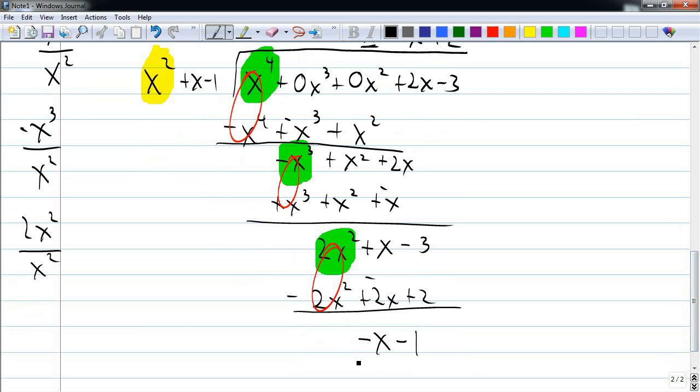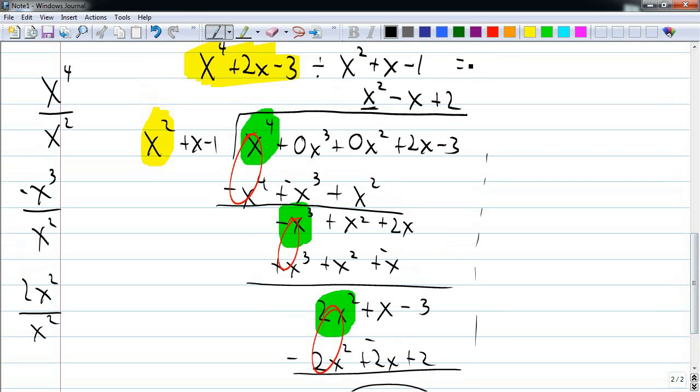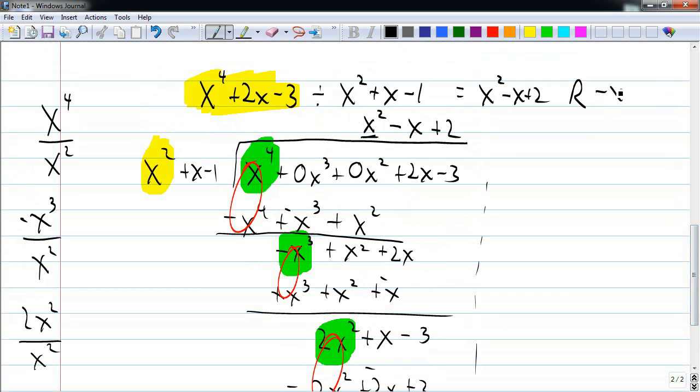Now, this is my remainder, and I know that for 2 reasons. First of all, I've run out of terms to drop down. And secondly, and more importantly, the degree of this is less than the degree of my divisor. This is linear, the divisor is quadratic. So my quotient is x squared minus x plus 2, and my remainder is negative x minus 1.